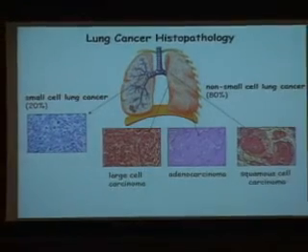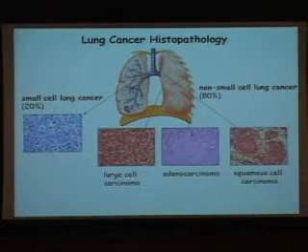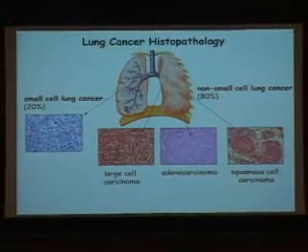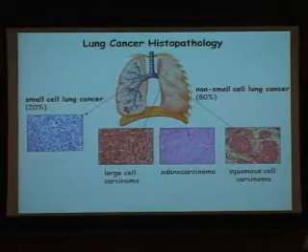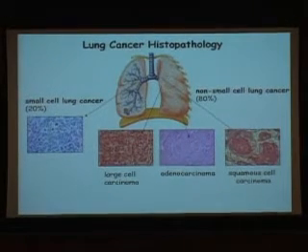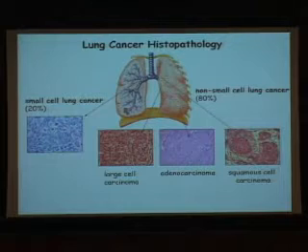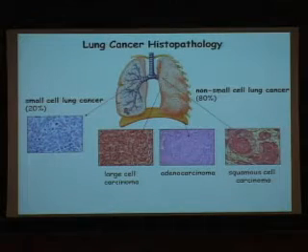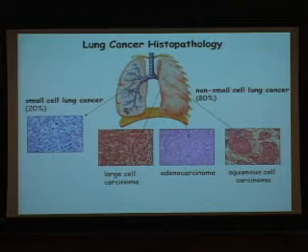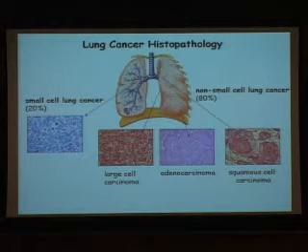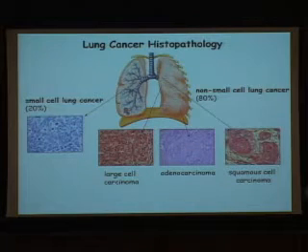It actually can be subdivided into two histopathological categories: non-small cell lung cancer, which makes up about 80% of all lung cancers, and small cell lung cancer, which makes up about 20% of these. Non-small cell lung cancer itself can further be subdivided into large cell carcinomas, adenocarcinomas, and squamous cell carcinomas. And today I'm going to tell you about a lot of the work that has been done to study the genetics of lung adenocarcinomas.